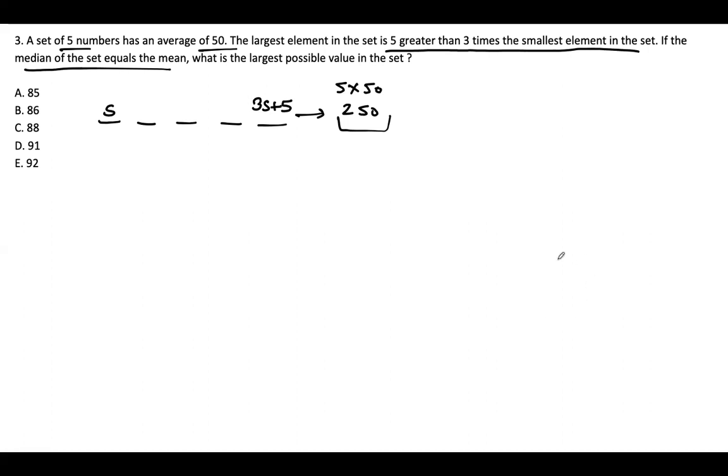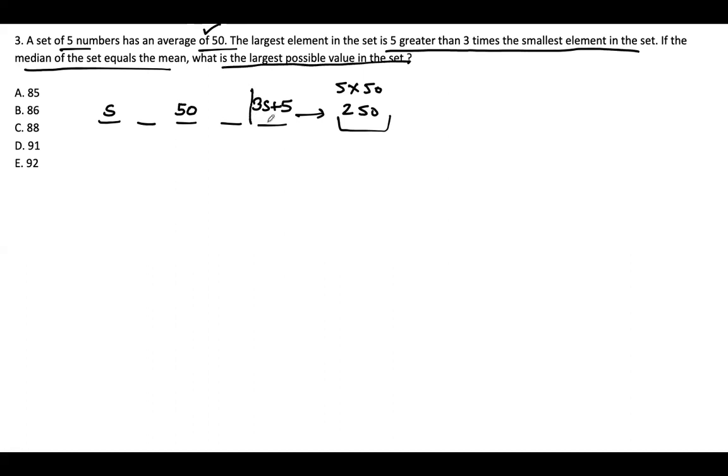Go to the mean. So it is also 50. I was unable to hear you. The question said if median of the set equals mean. So mean is 50, so median will also be, median means middle value, is 50. What is the largest possible value in the set?